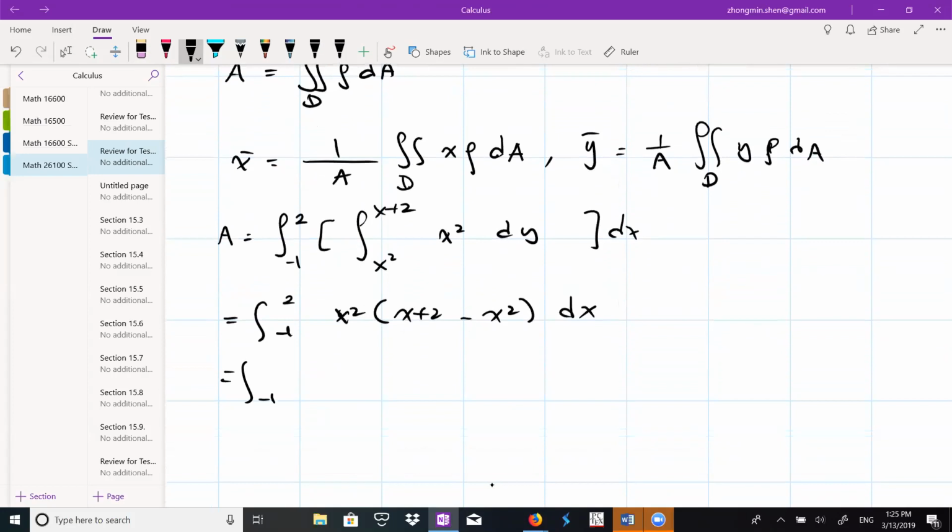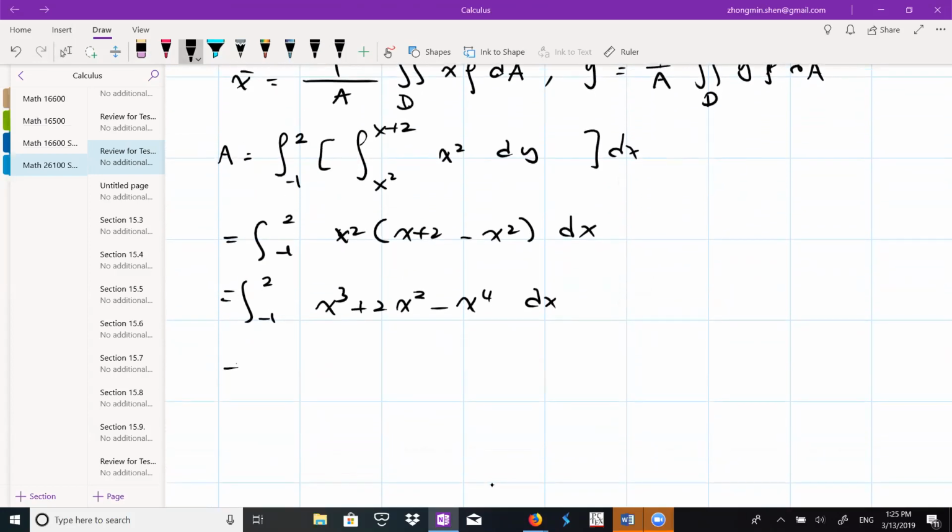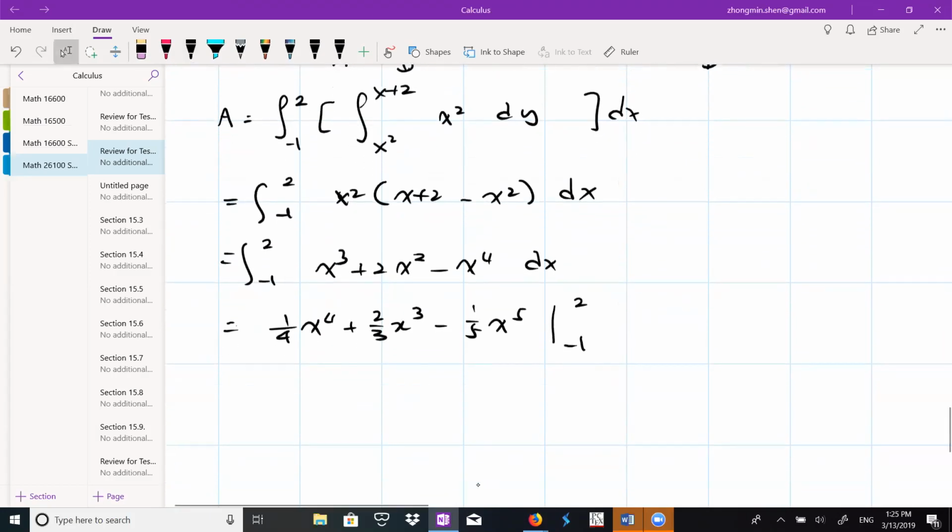Okay, the computation is a little bit complicated. It's going to be x cubed plus 2x squared minus x to the fourth. All right, let's find the antiderivative. Okay. You will evaluate at the two endpoints. You should get a positive number because the function is positive. It's an integral of a positive function. Okay.